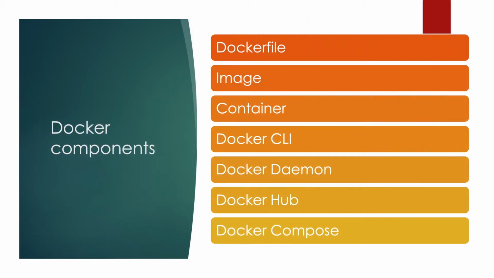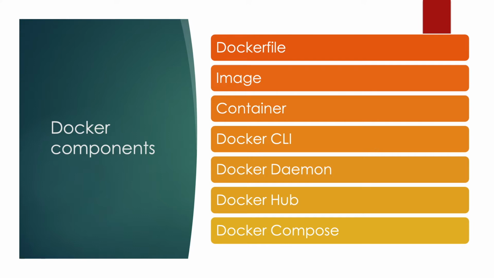So let's talk about some components of Docker. Dockerfile. A Dockerfile is a text document that contains all the commands that are used to build an image. Docker images are comprised of multiple layers that are used to execute code in a Docker container. Container. We just talked about the container earlier. Docker CLI. Docker CLI can be referenced as the command line interface provided by the Docker client to interact with the Docker daemon.